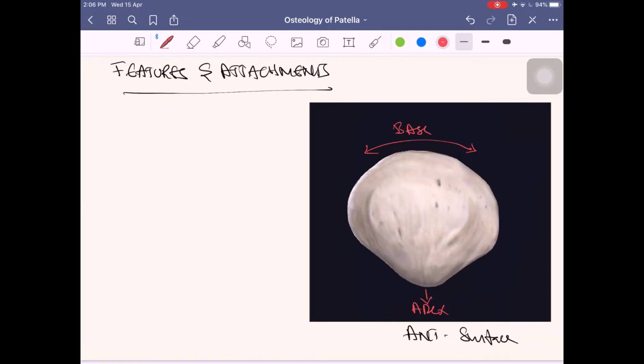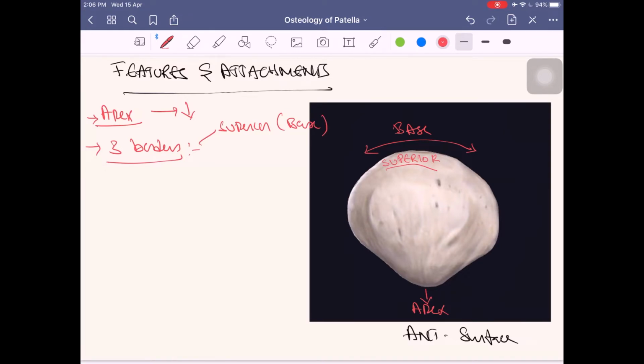The patella has the following features. It has got apex. Other than apex, it has got three borders. Apex is pointing downward. The borders are, there is a base. Base is also called as a superior border. So superior border is the base. So one is your superior border, also called as a base. Then one is medial, other is lateral side.